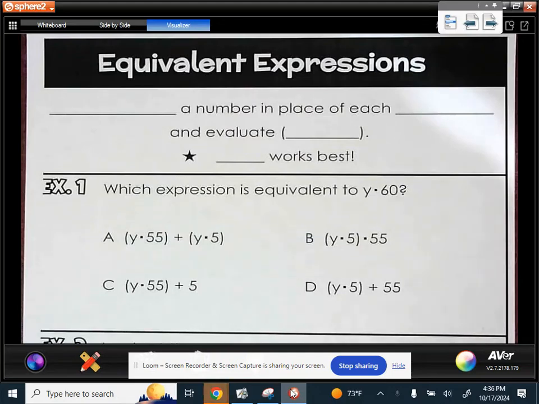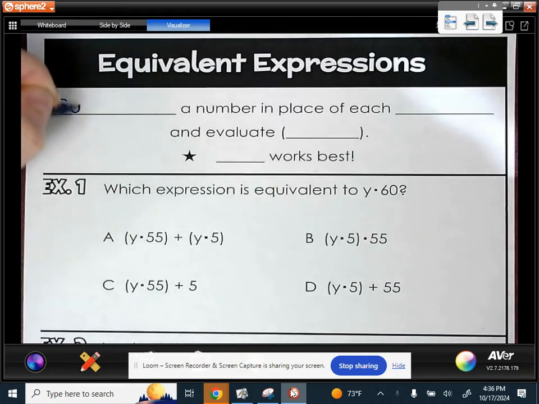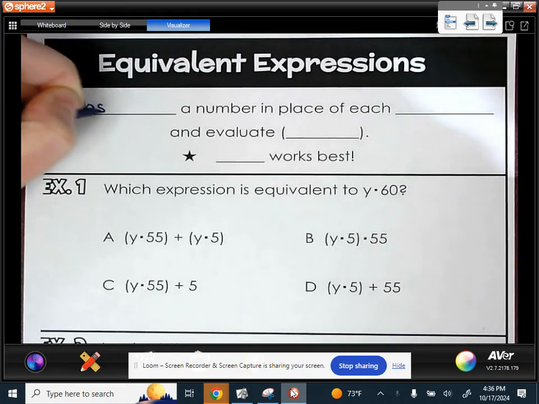Okay, so we're going to talk about how to know if two expressions are equivalent. And you should remember from a previous lesson that expressions can include numbers, they can include variables, and they can include operations. And so you're going to be looking at different expressions and seeing if they are equivalent, which just means equal.